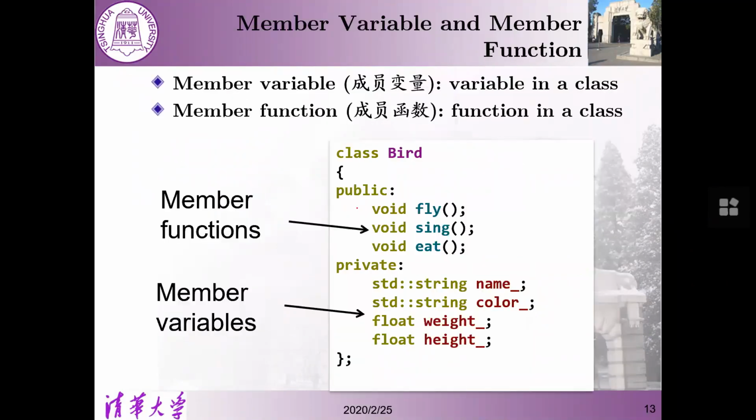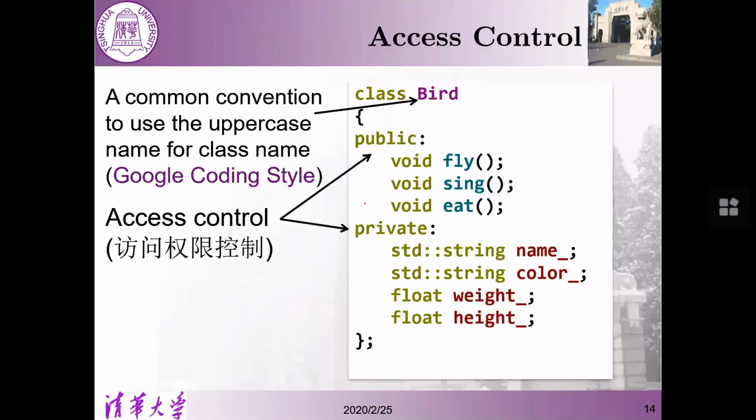So these are member functions and member variables. We just mention them briefly because we asked you to preview and learn the book beforehand, so I assume most of you already know this. These are member functions and member variables. It's not so difficult.